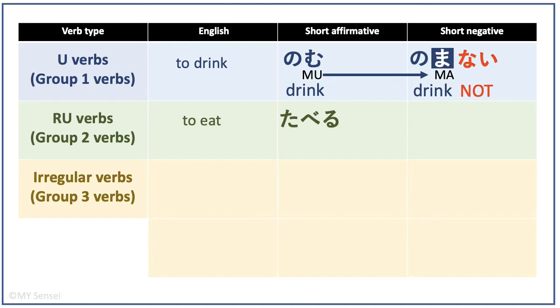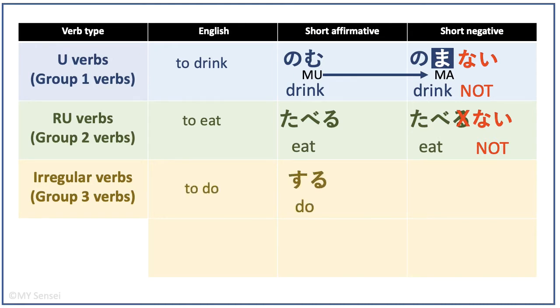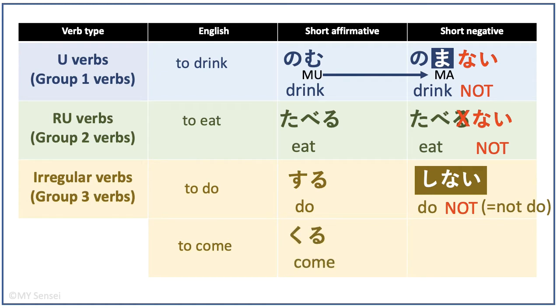Taberu, to eat, is a ru verb. Its negative form is to drop ru and then add nai. Suru, to do, is an irregular verb and its negative form is shinai. Kuru, to come, is another irregular verb and its negative form is konai. There are no rules for irregular verbs for this type of conjugation. Please remember that nai, the negation, always comes after the verb roots.